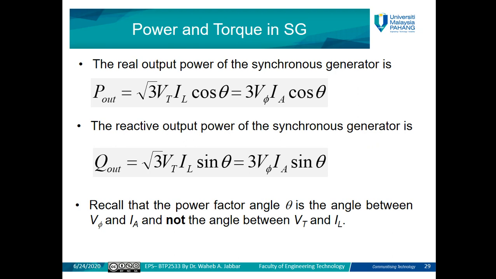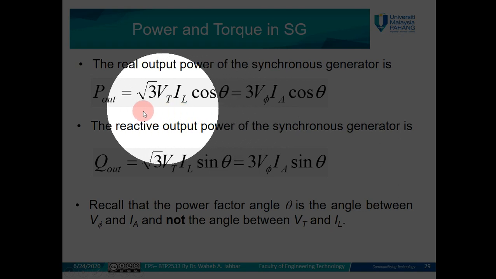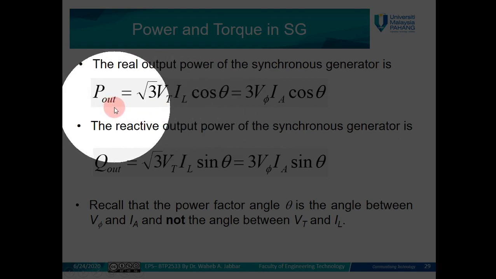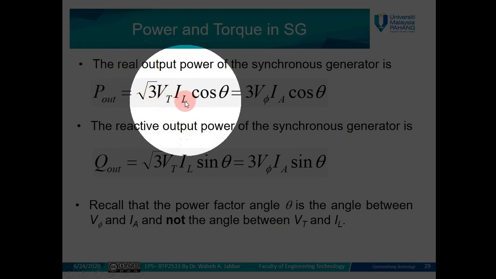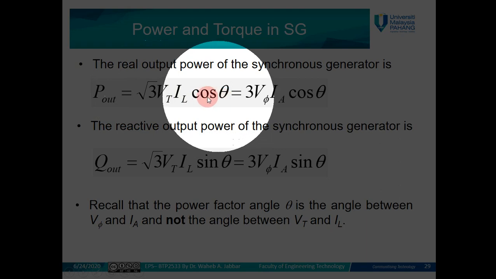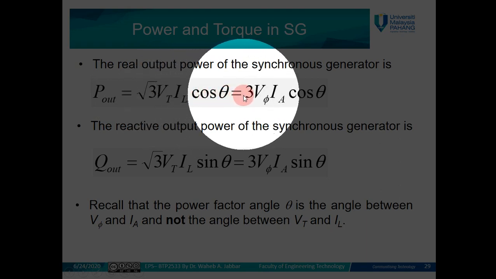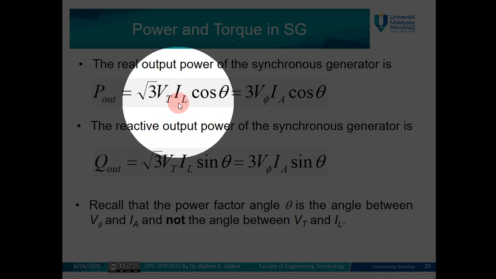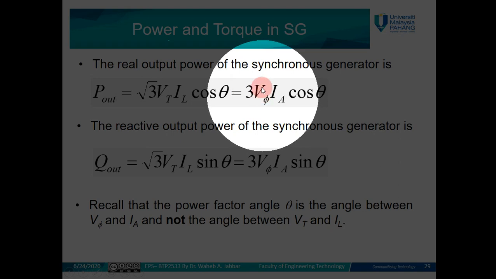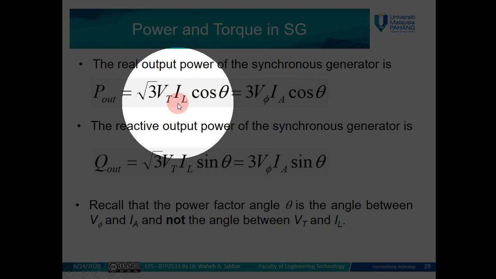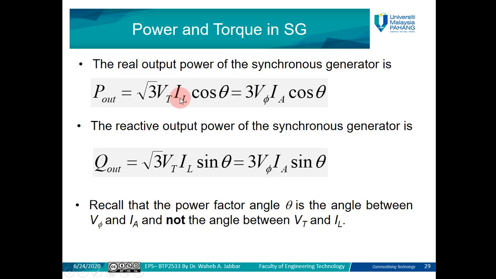So the P out here, or the real output power of our synchronous generator, which represents the electrical power that we are going to take to our electrical load, equals √3 V terminal I load cosine theta, or equals 3 V phase I phase cosine theta. What's the difference between this term and that term? Here we are talking about the V terminal or the V line, while here we are talking about the V phase. Here we are talking about the load current IL. Here we are talking about the phase current. So they should be different.